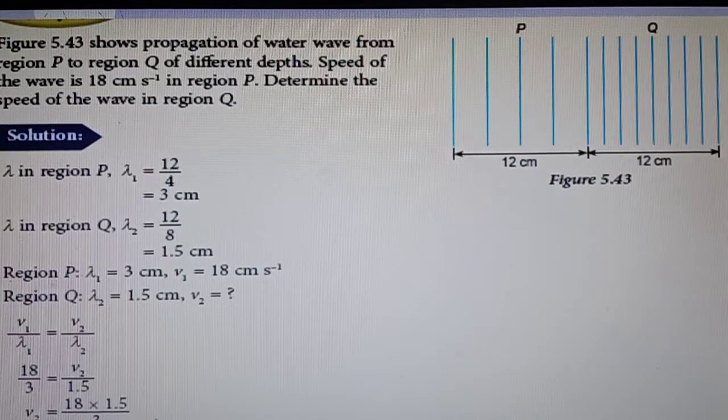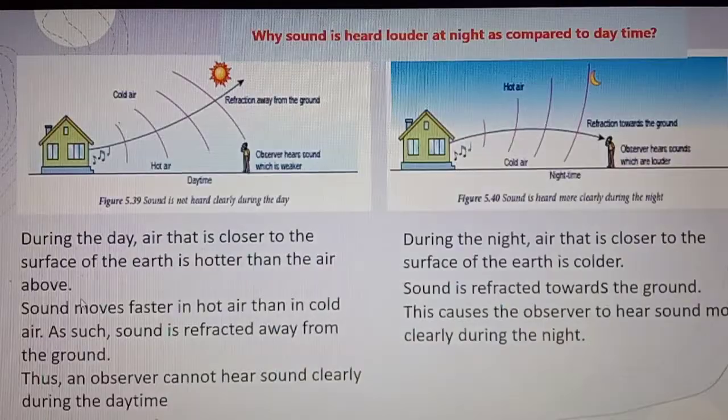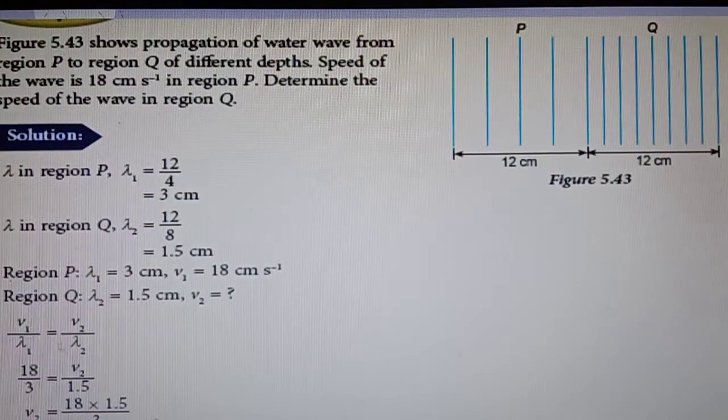And then we can have the values here. Given v1 is 18, we want to find v2. So we apply the formula that we discussed before: v1 over lambda 1 equals v2 over lambda 2. You just substitute all the values in, so you get v2 is 9 centimeters per second. The unit depends on the unit given here. If given in meters per second, your answer will be in meters per second.